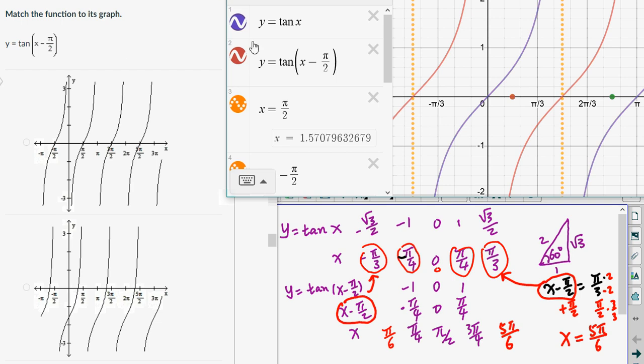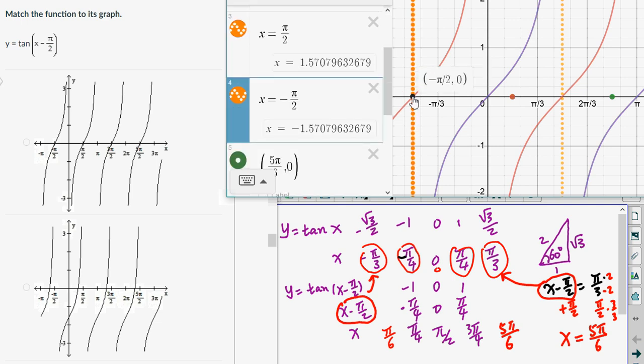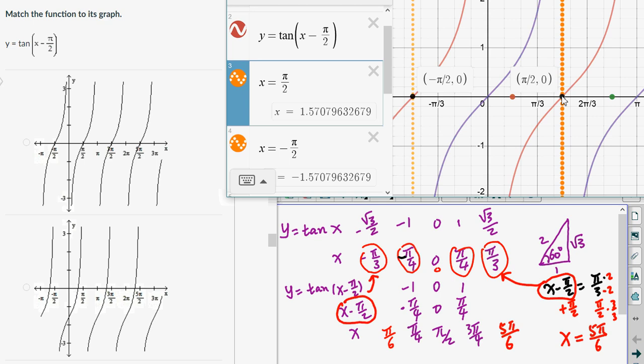Now, we have the tangent of x. That's the blue one right here. This would be another piece. You see, tangent x starts from 0, going up. And here on the left-hand side, it's going up to the origin. This would be negative pi over 2. This is positive pi over 2. So between negative pi over 2 and positive pi over 2 is one period.